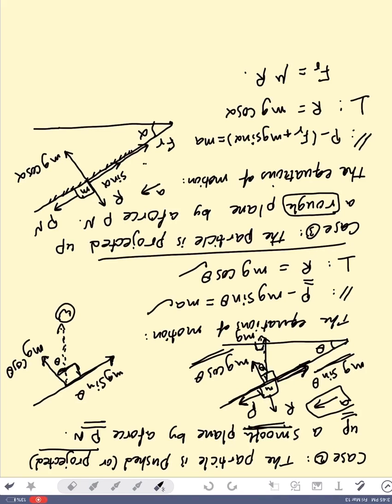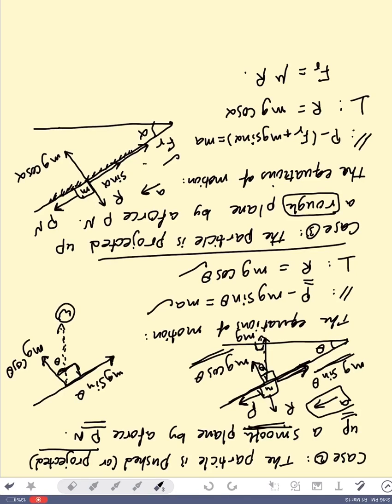The next case, when the particle is projected up a rough plane, my dear, rough, we have friction now, by a force P. What's the new part here? Like we did in the previous part, but this is a different direction of motion, different plane, different nature of motion. So the equations of motion, when you have P up the plane and the plane is rough, you have friction now, as we learned before.